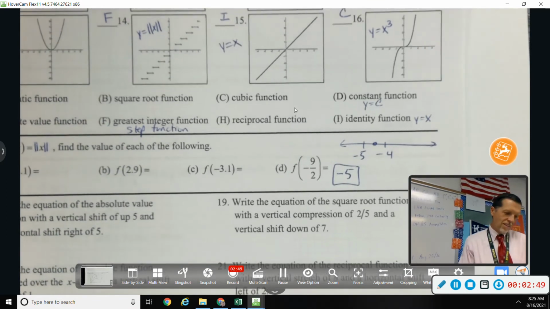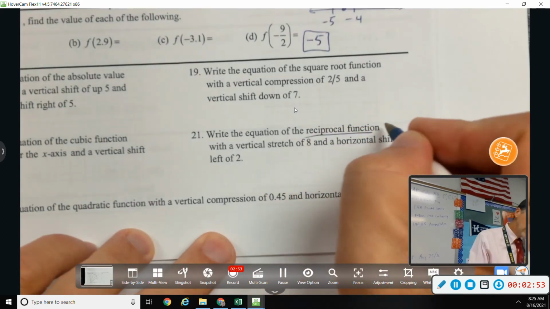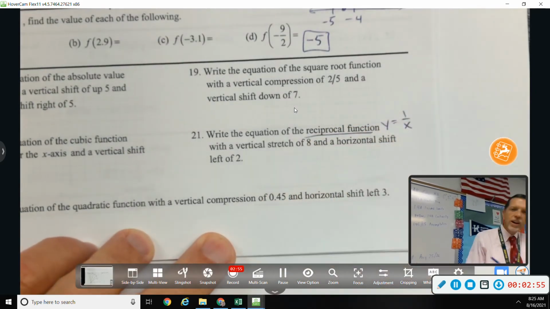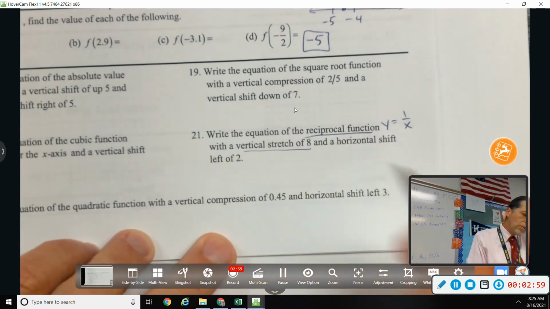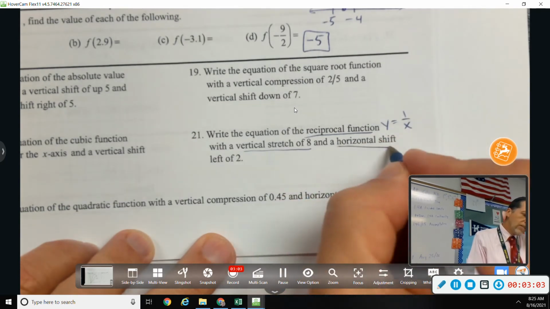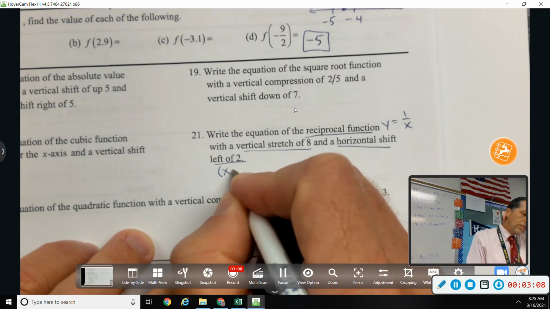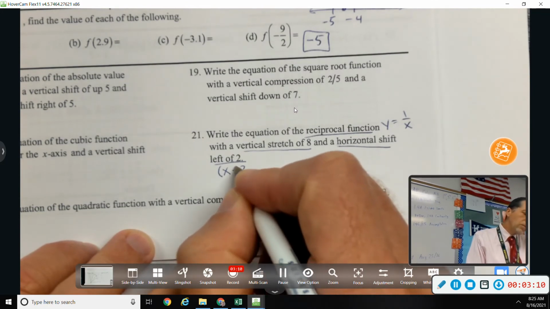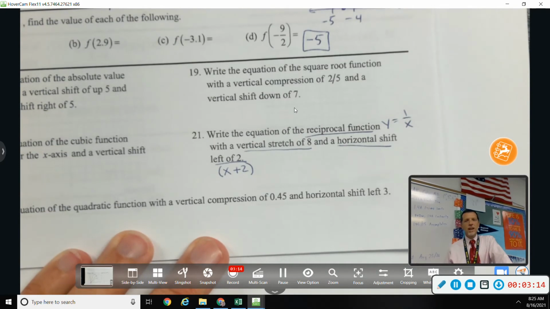21. Write the equation of the reciprocal function. So that's 1 over x, with a vertical stretch of 8, so that means we'll multiply by 8 out front. Horizontal shift of left 2. So that means x minus 2. Nope, x plus 2. Backwards, so you've got to be careful on that.